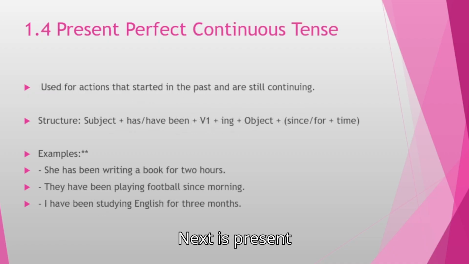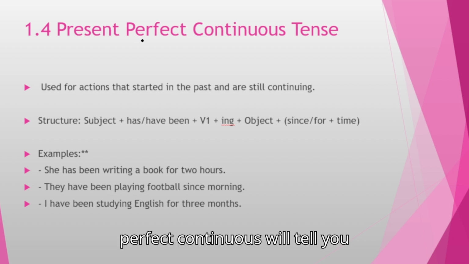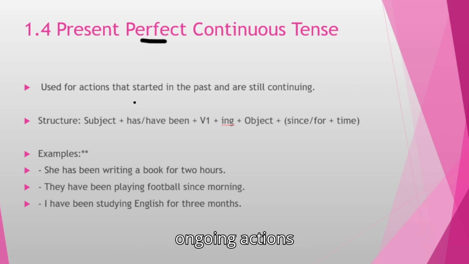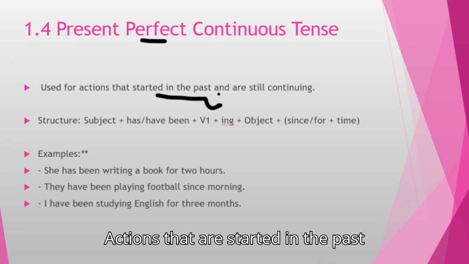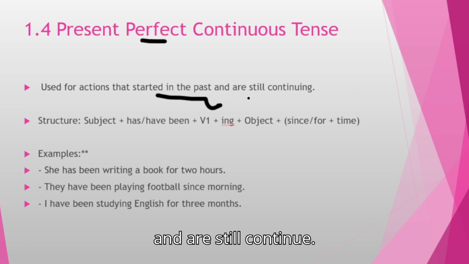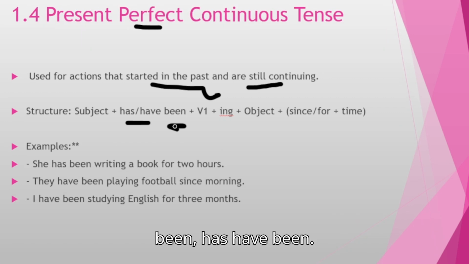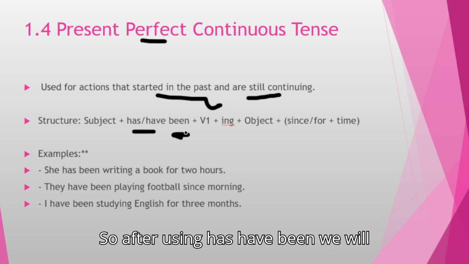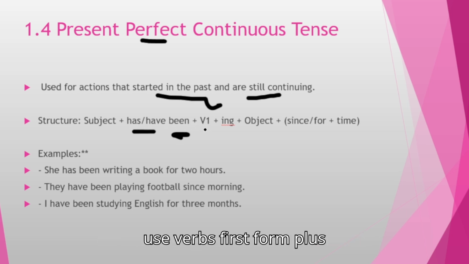Next is present perfect continuous. Present perfect continuous will tell you ongoing actions with reference to time. Actions that started in the past and still continue. Here we will use has, have been. So after using has, have been, we will use verb's first form plus ing plus object, and we will use since and for.